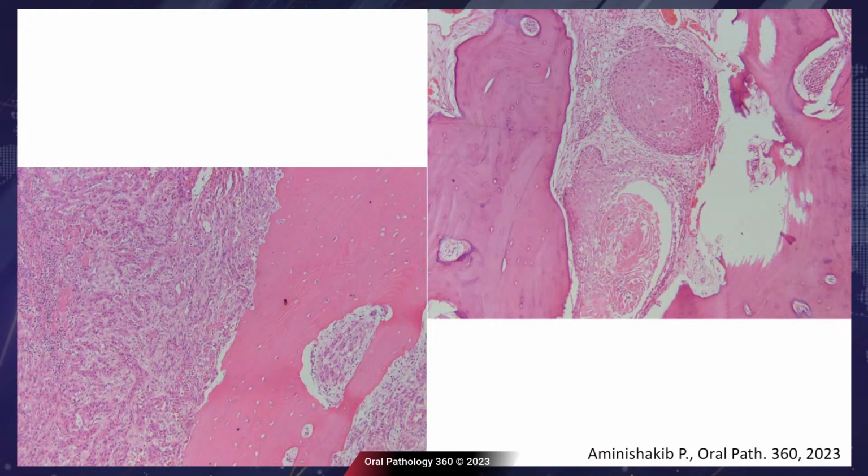You can see here the microscopic slides showing tumoral nests invading the medullary cavity of the alveolar bone. At the right side, the nests are large, and at the left side, we can see small sized tumoral nests.